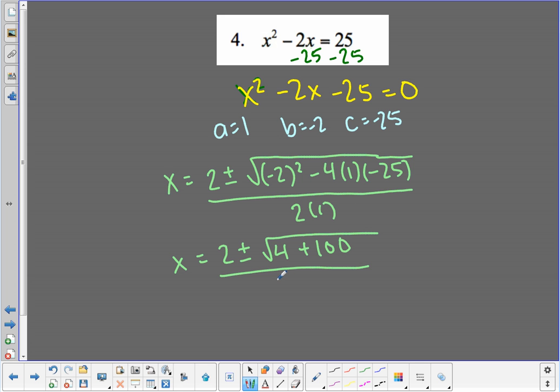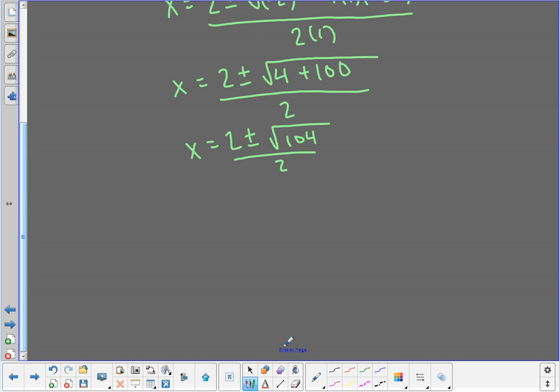Denominator we can take care of. 2 times 1 is 2. 2 plus or minus the square root of 104 all over 2. And 104 is not a perfect square, so I'm going to have to do some rounding here. When I take the square root of 104, I get 10.2. So x is equal to 2 plus or minus 10.2 all over 2.